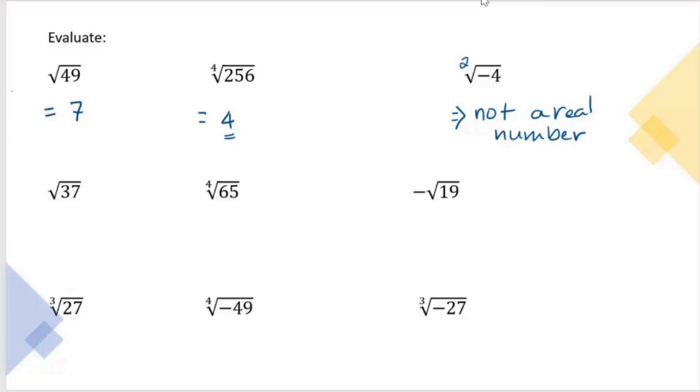Now, what about the square root of 37? Unlike 49, 37 is not a perfect square. There are no two integers that, when multiplied together, give me 37. So here you do have to reach for your calculator. Arbitrarily given to 2 decimal places, the answer is 6.08.